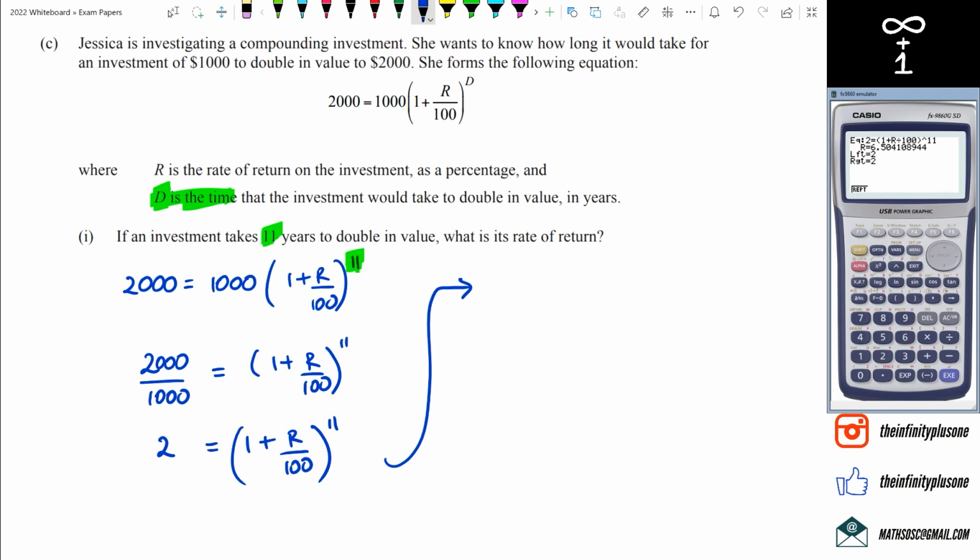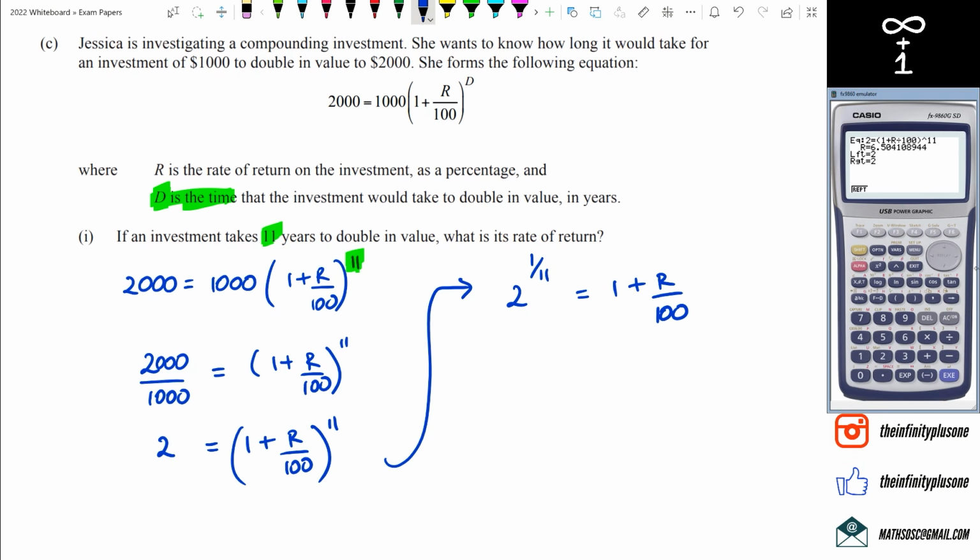But let me show you how to do this without using the equations function in the calculator. So we're going to rewrite this as 2 to the power of 1 over 11, because when you do the inverse, you flip the powers. So this becomes 1 plus r over 100.